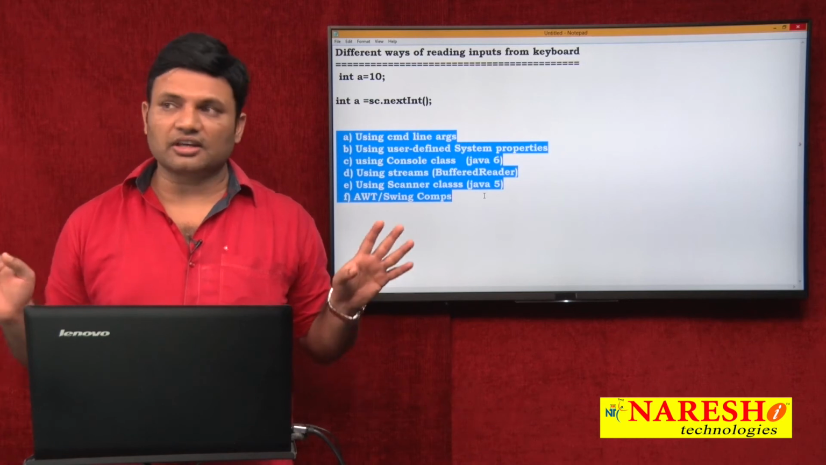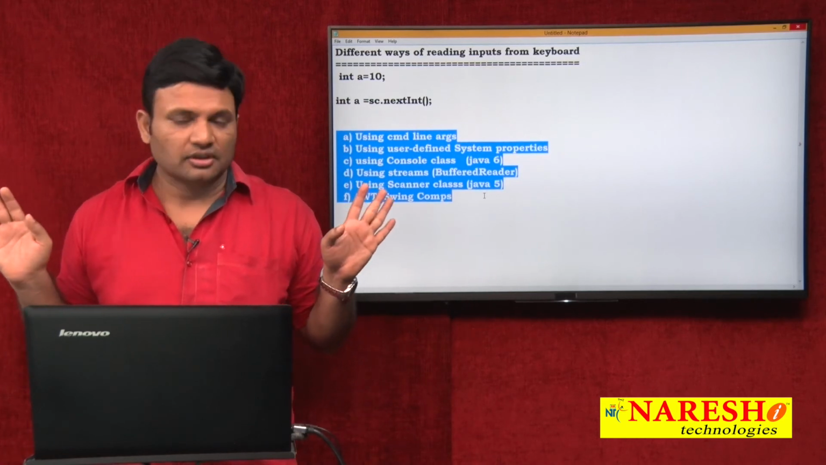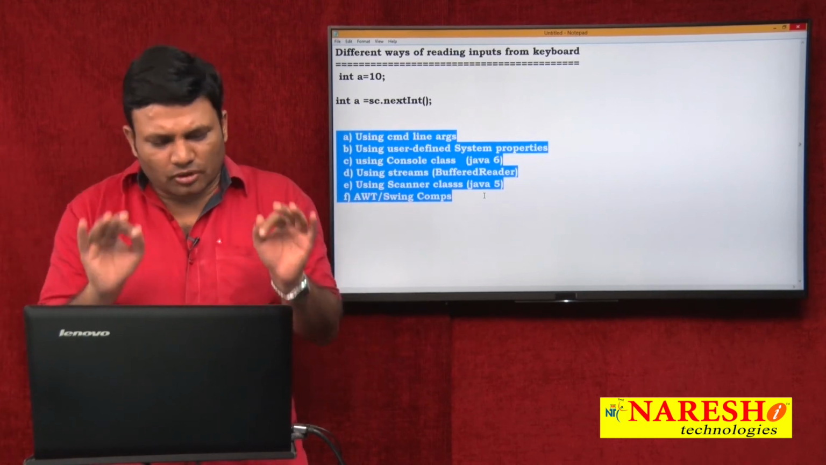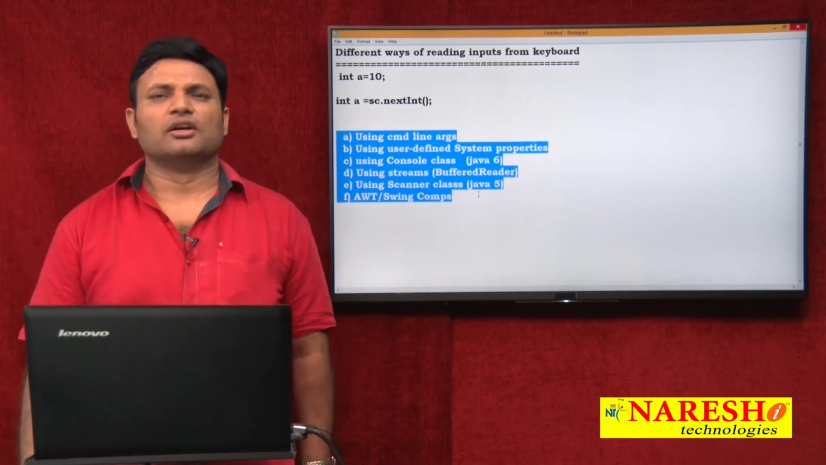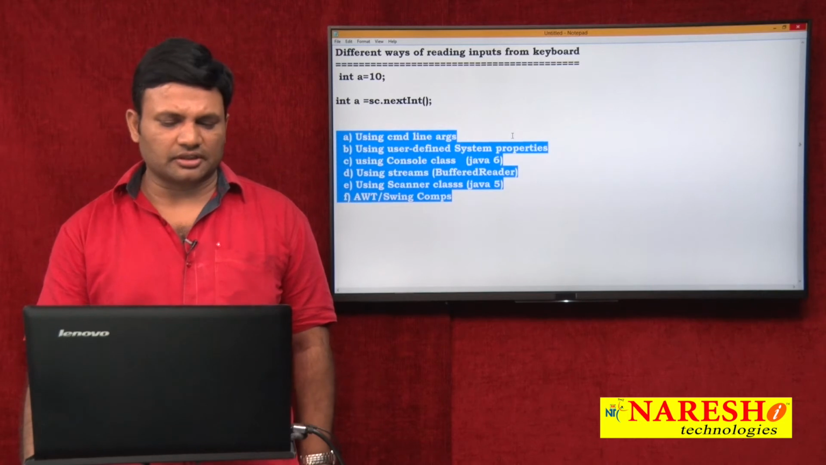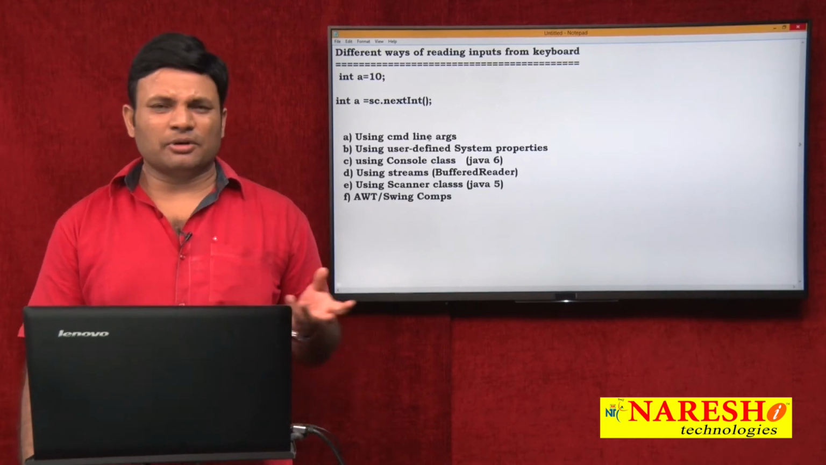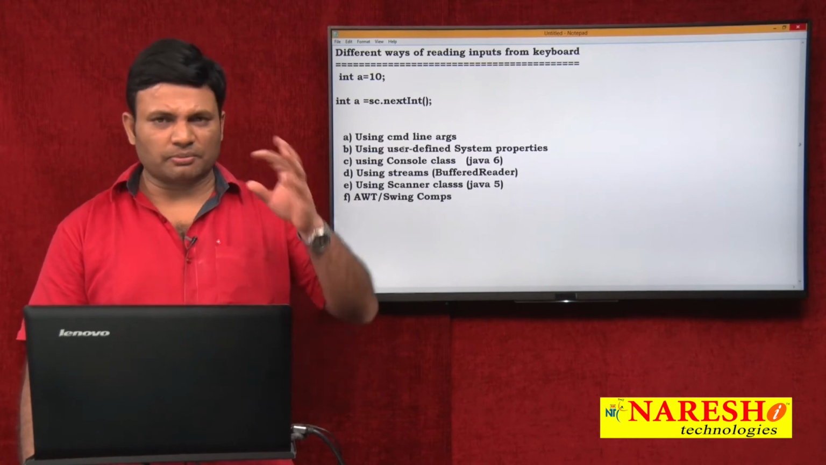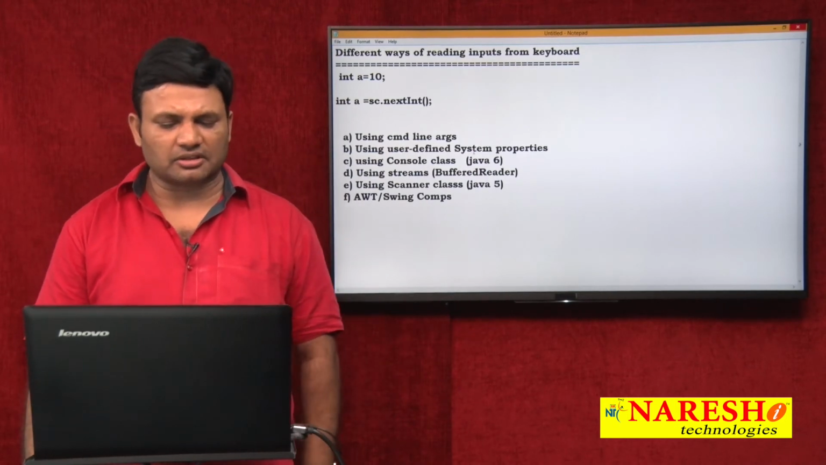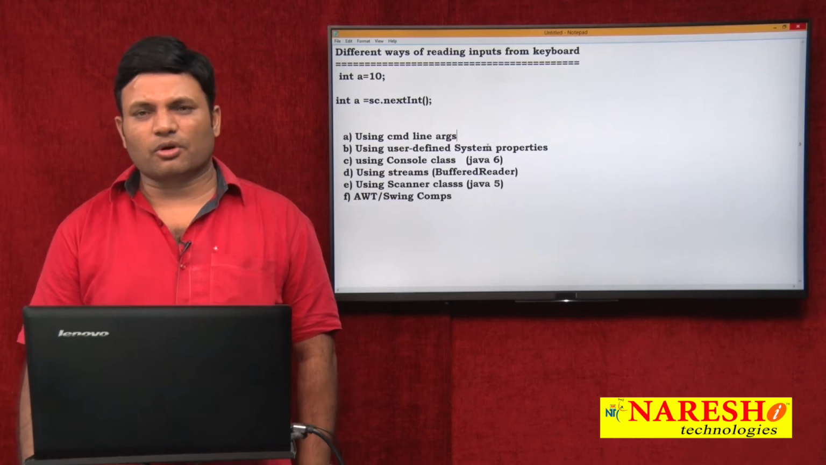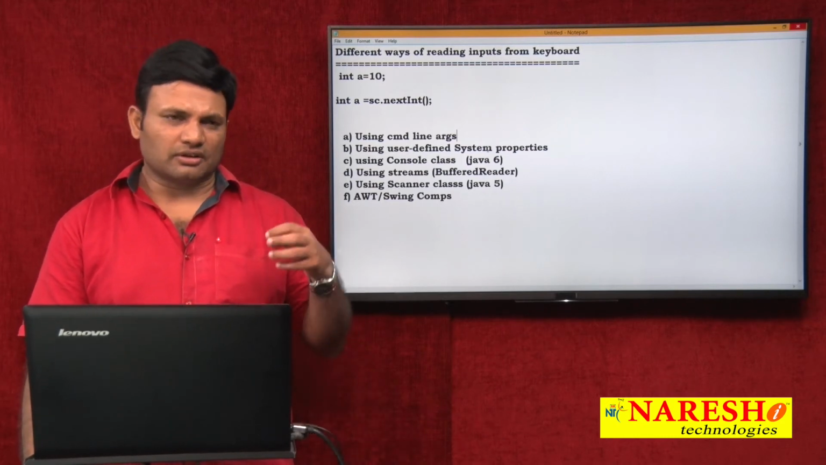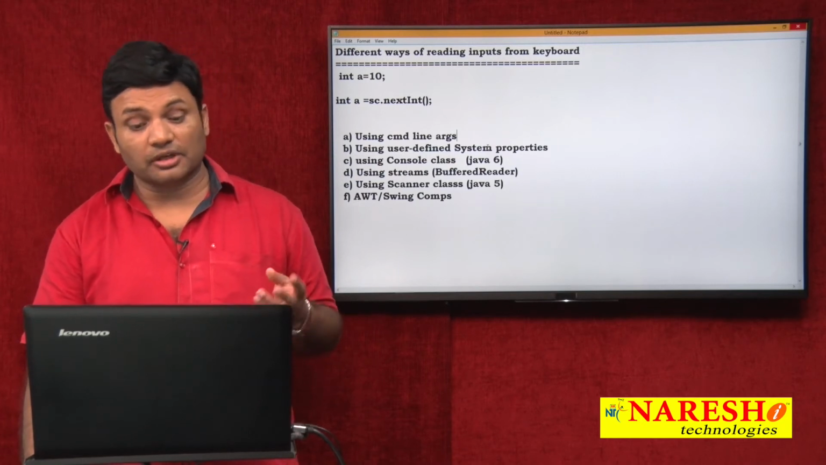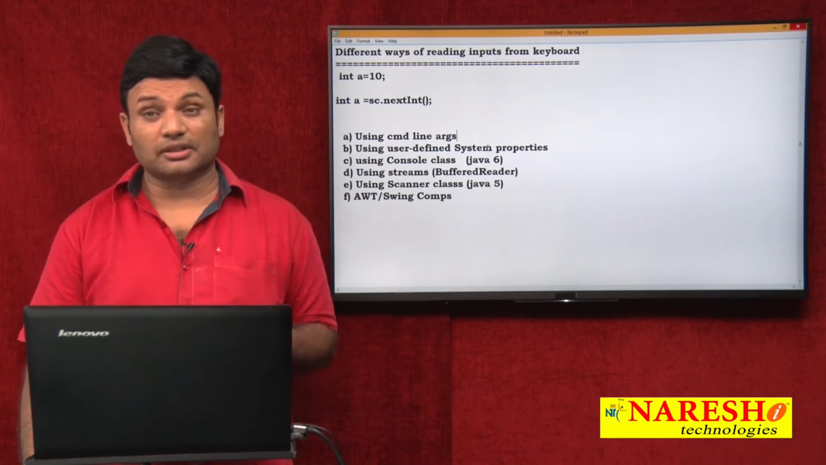I am not saying this can be used in a web application, that is a different story. I am talking purely about standalone applications. Command line argument means args[0], which we pass in the main method as a parameter. Our system has a lot of predefined properties, and we can get them by using the System.getProperties method.